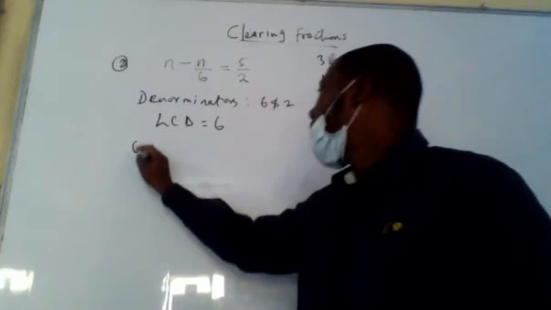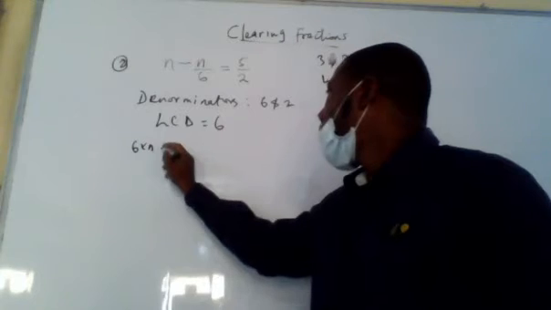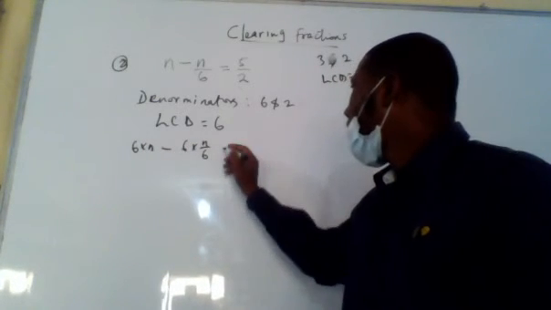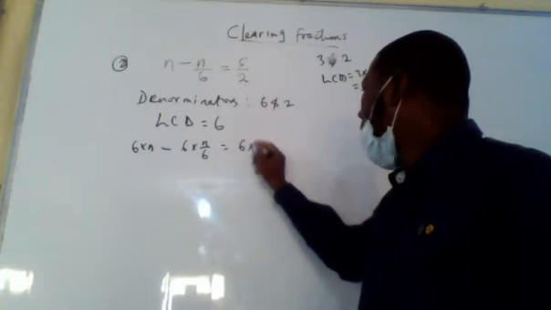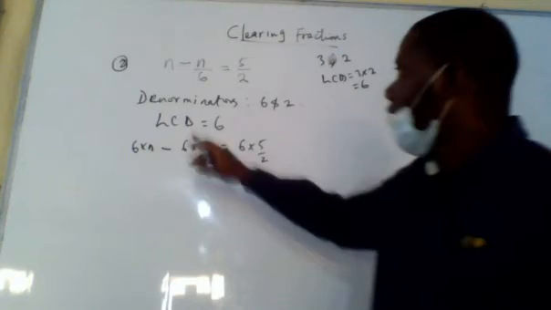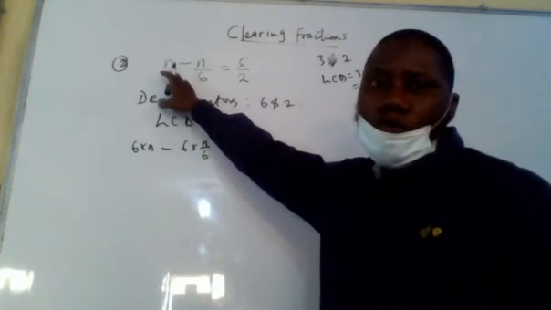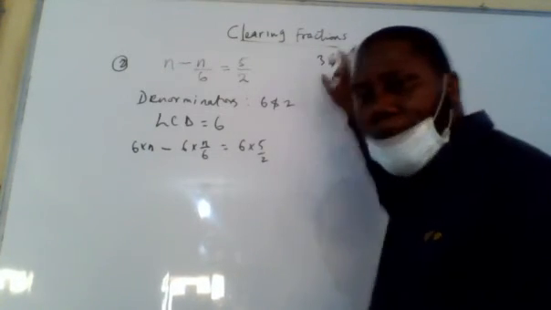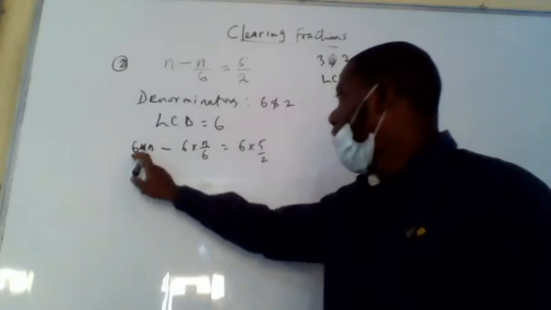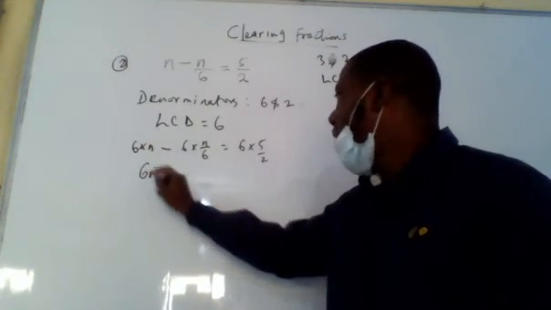That will be 6 times n minus 6 times n over 6 equals 6 times 5 over 2. You can see we have used 6. We are not going to leave n out. We use 6 to multiply every term in the equation. The next step will be 6 times n. That will give us 6n.